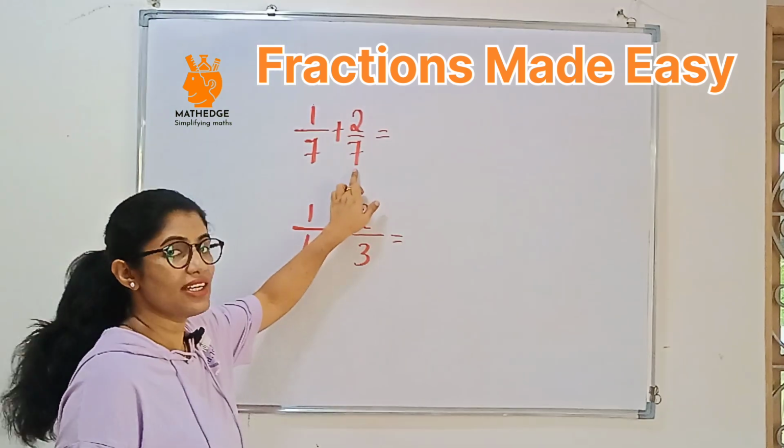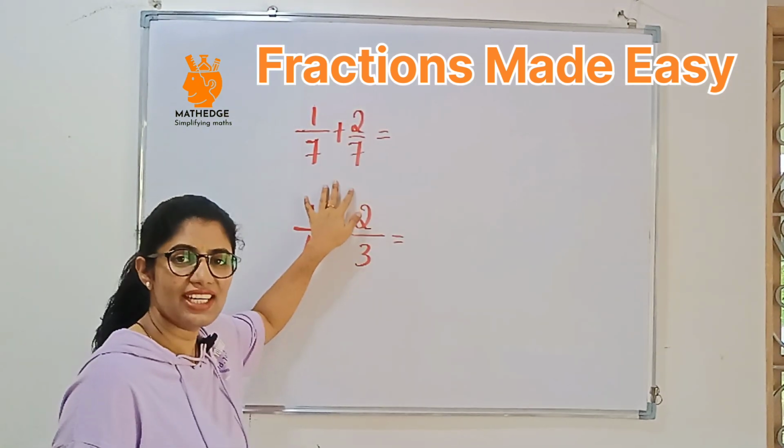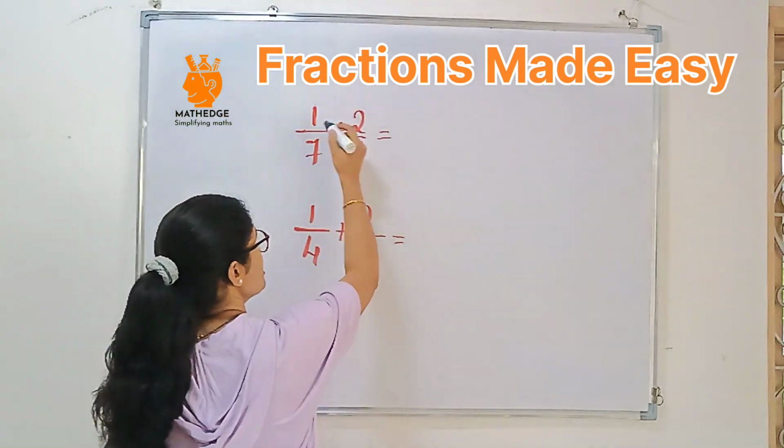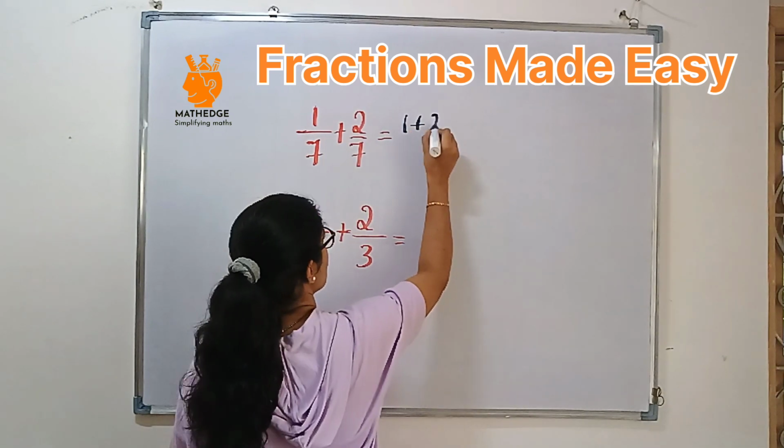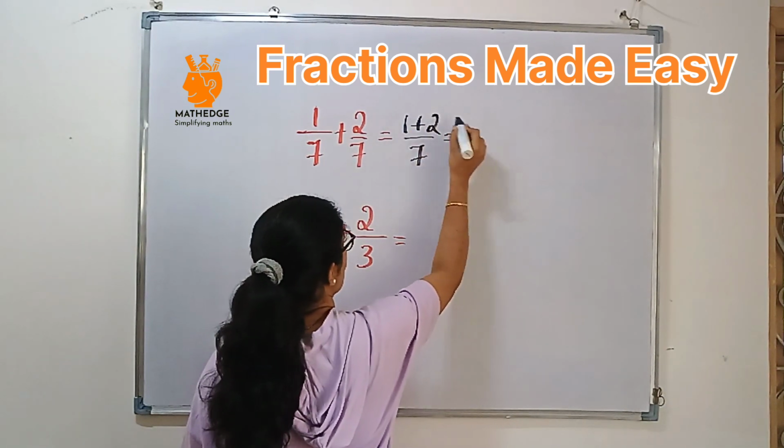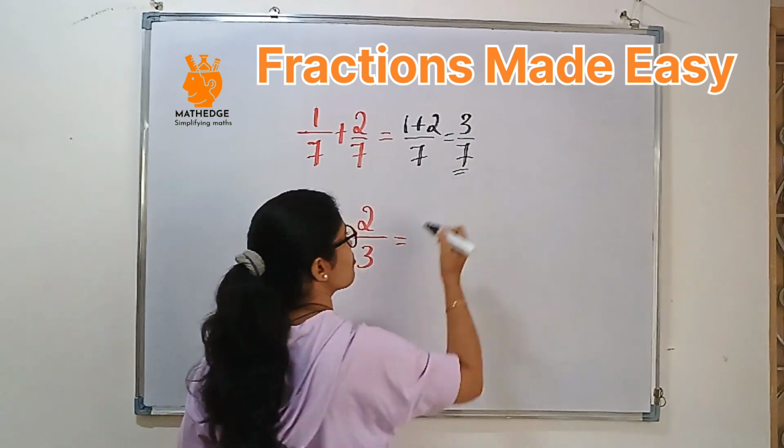If the denominators are the same, you just add the numerators and write the denominator as it is. Here, the numerator will have 1 plus 2 divided by 7, and 1 plus 2 is 3 over 7.